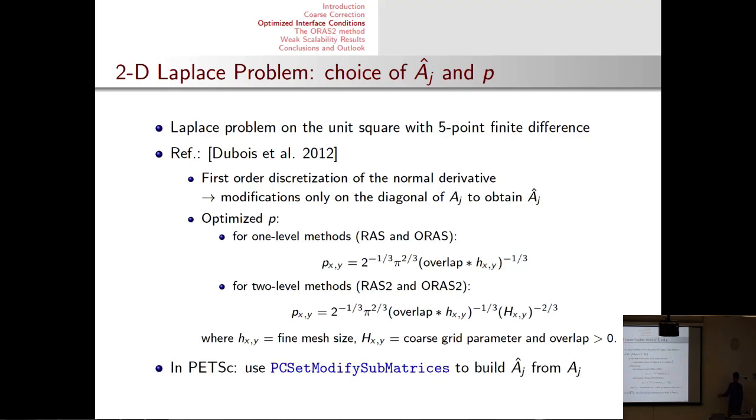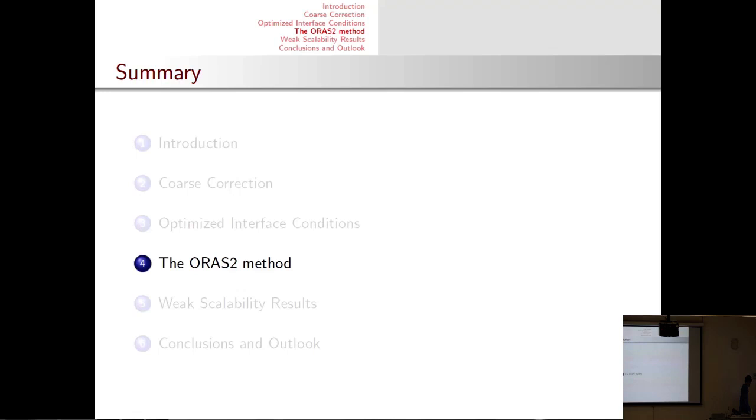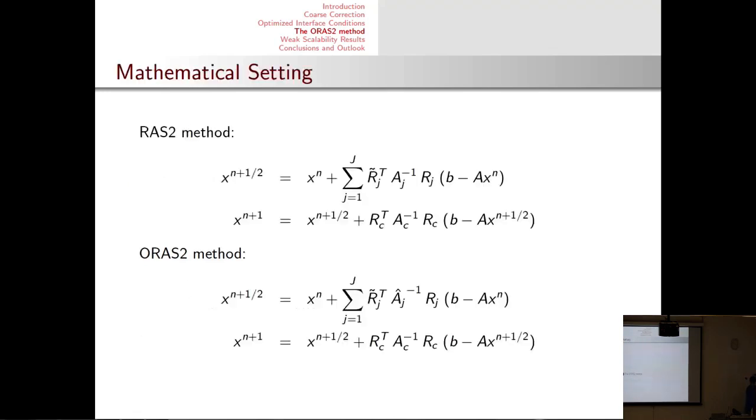And so, what is the tool to do this in PETSc? It's the PCSetModifySubMatrices tool, which enables building the corrected local matrices. Okay, so now I combine coarse correction and optimized interface correction to obtain the RAS2 method. That was our RAS2 method, and I write exactly the same, except that I have a little hat on the local matrices.